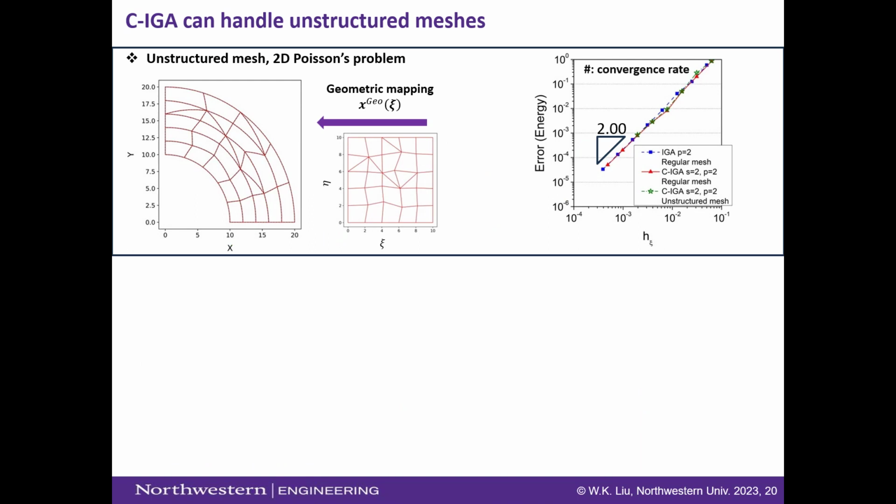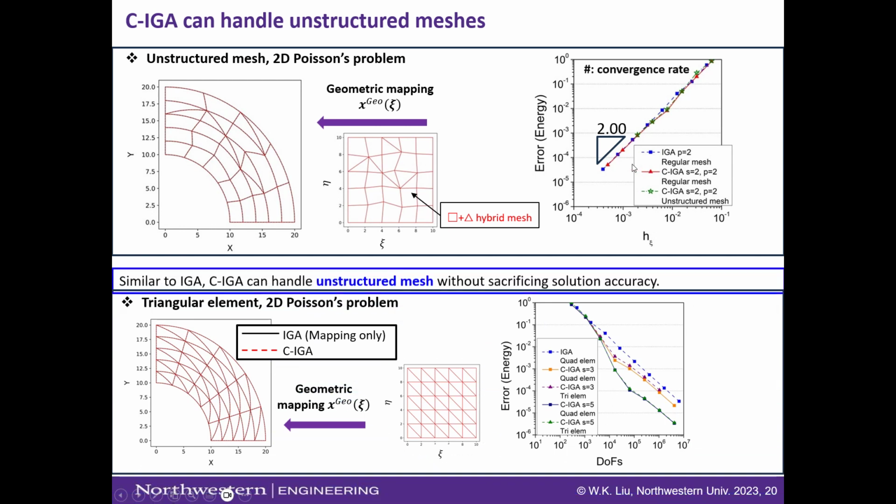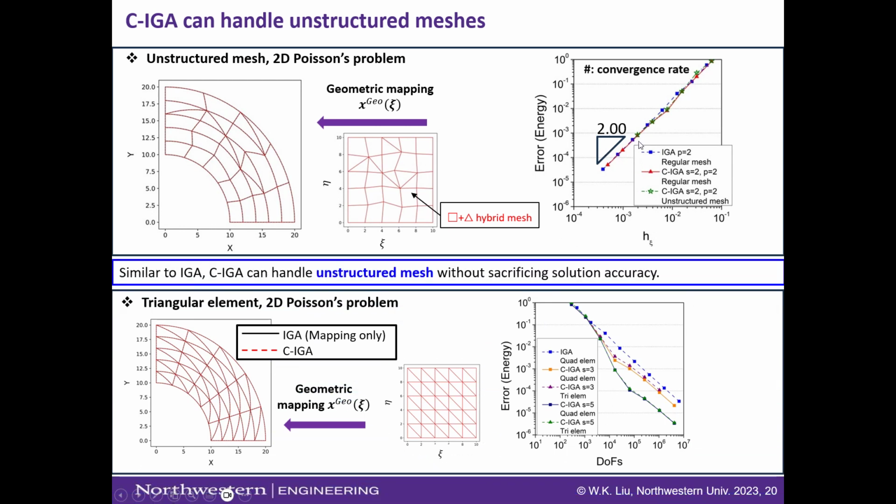C-IGA is orders of magnitude faster than linear FEM, and it takes similar computation time as quadratic FEM. Next, due to the feature that C-IGA degrees of freedom are attached to the nodes, we can even solve an unstructured mesh like this square and triangular hybrid mesh, or triangular elements like this, without sacrificing the accuracy of the approximation. So this is a key feature of convolution IGA.